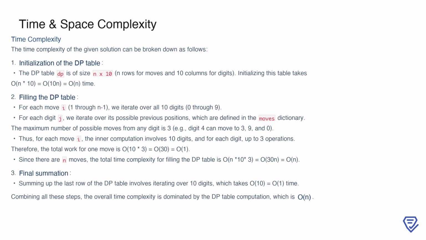Finally, summing the last row of the table involves a quick iteration over 10 digits, which takes O(10), or O(1), time. When we combine all these steps, the dominant term comes from filling the dp table, giving the solution an overall time complexity of O(n).